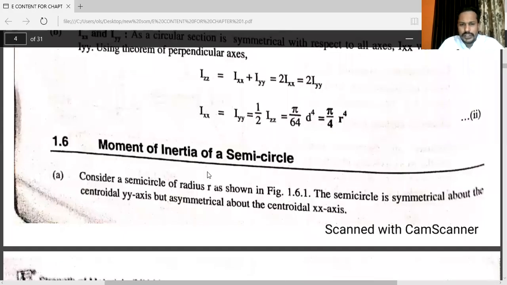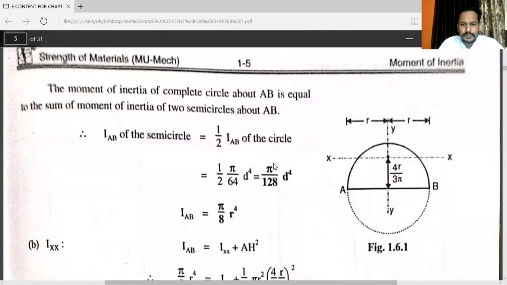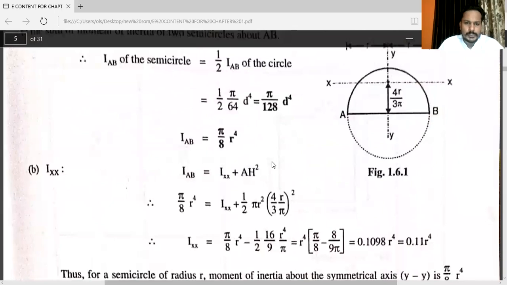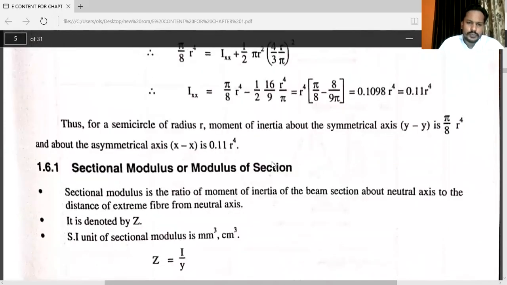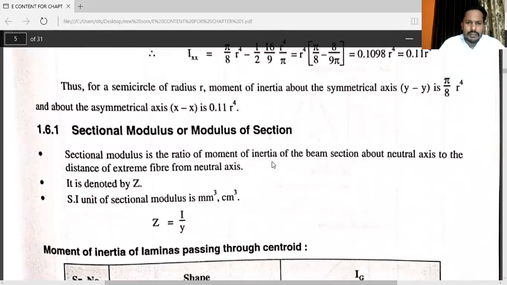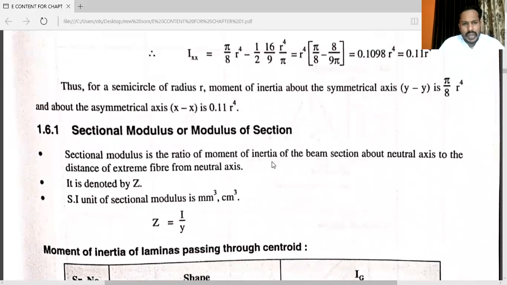Moment of inertia of a semicircle. I am just explaining the diagrams. In the chart, I will provide you all the shapes and the formula for Ixx and Iyy from the centroidal axis.